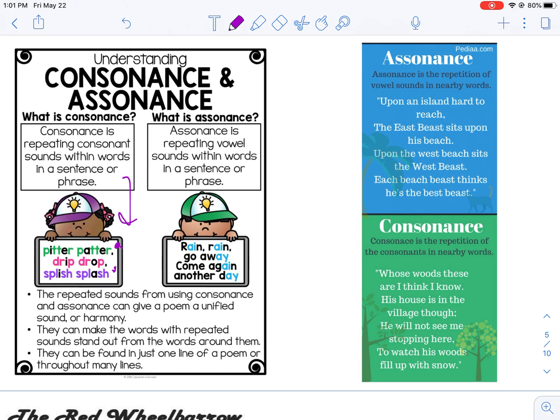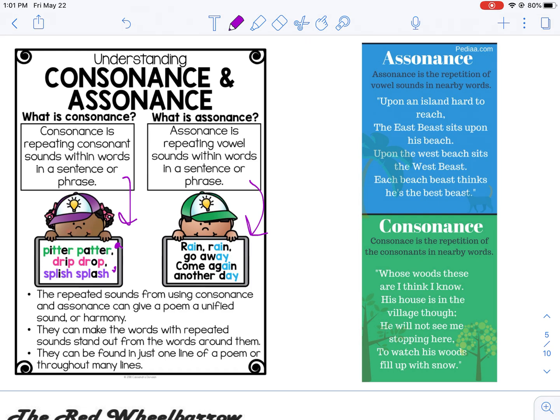Assonance is the repeating vowel sound within a word in a sentence or a phrase. So here it's rain, rain, go away, come again another day. So we have the A-I-A-Y sound that's repeated. So again, it's not important, but I just wanted you to know, because I know some of you guys are into this. This way you know what those terms are called. And it's another form of figurative language. And I'm going to leave this so you guys can go back and read it if you want.